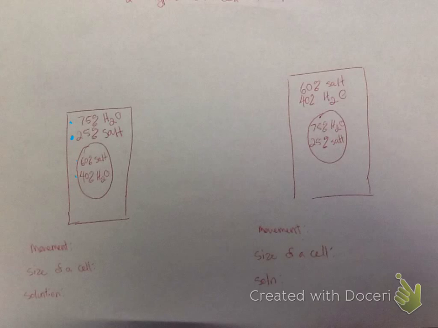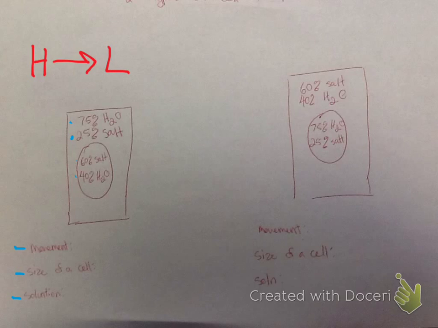Now you're going to be asked three things on your test: movement, the size of your cell, and what type of solution it is. Is it isotonic, is it hypotonic, or is it hypertonic? Okay, so let's think about this. I know that things move down a concentration gradient. Water wants to move down a concentration gradient, so it wants to go from high to low.